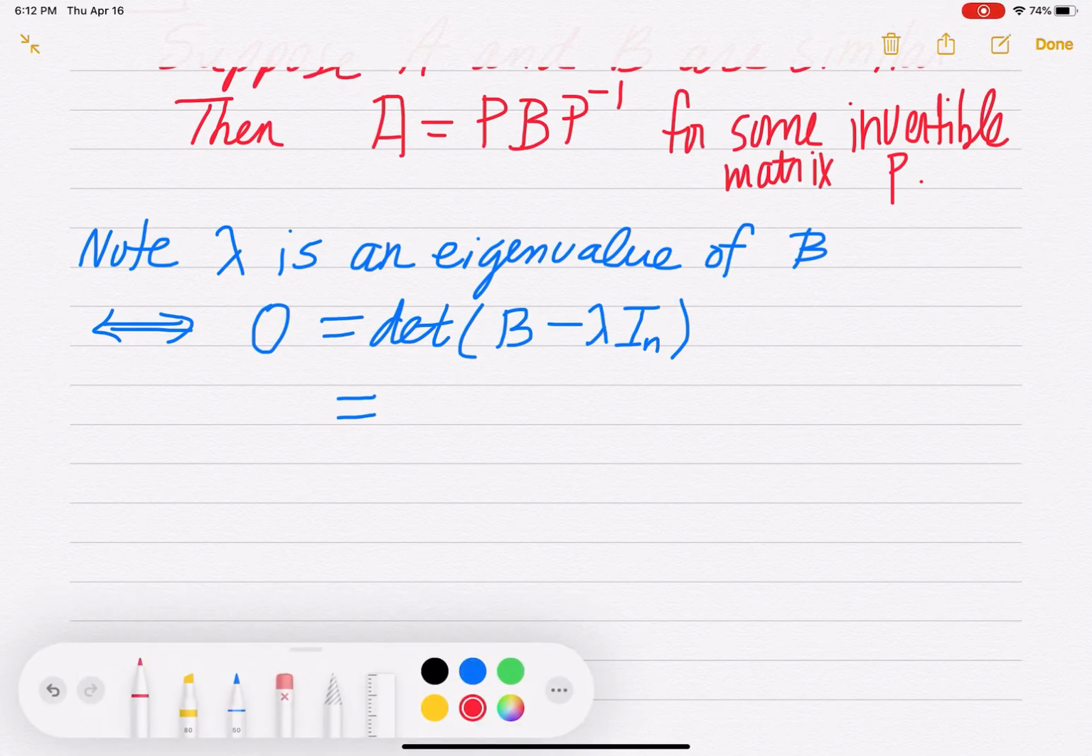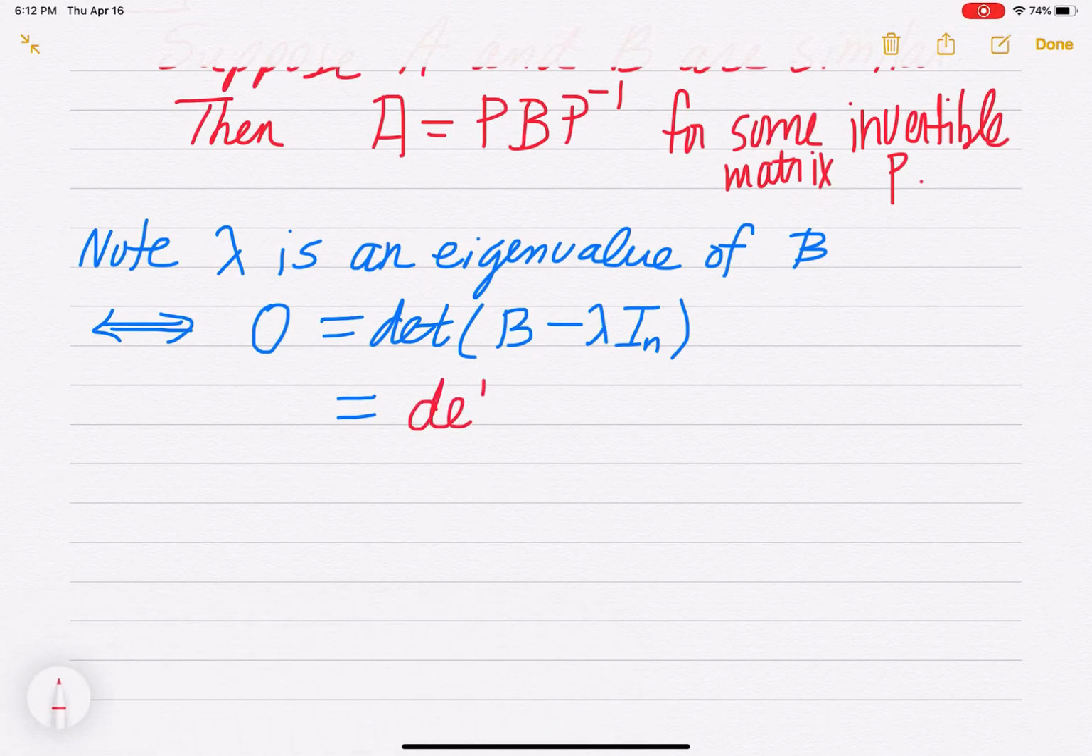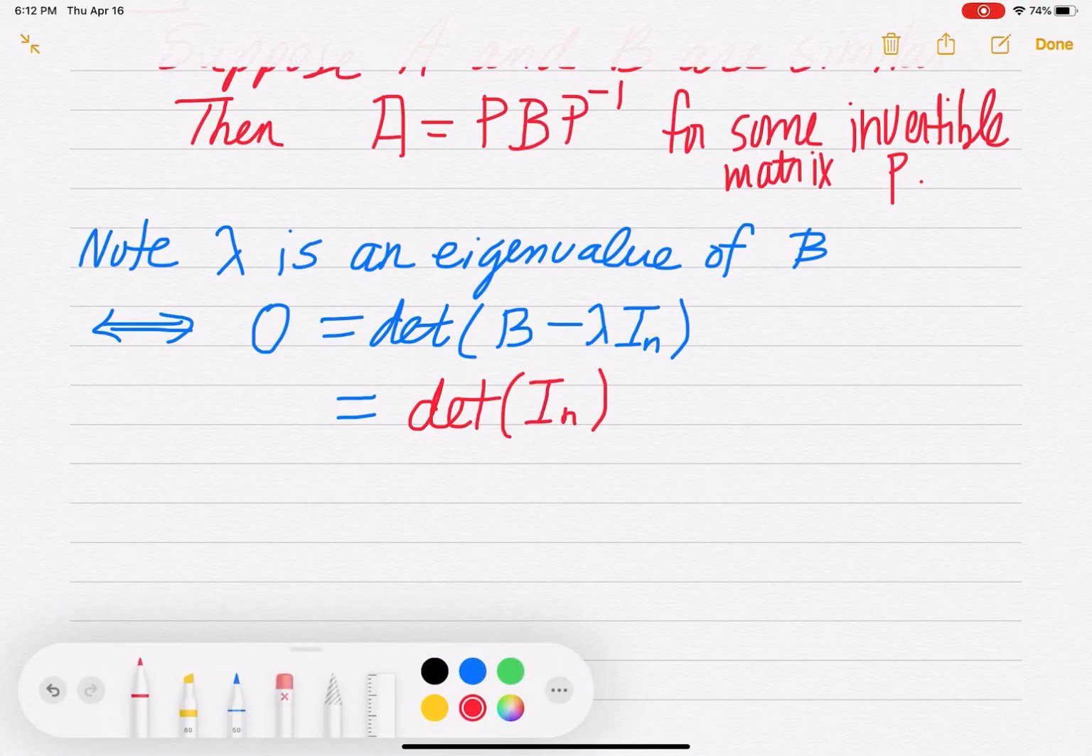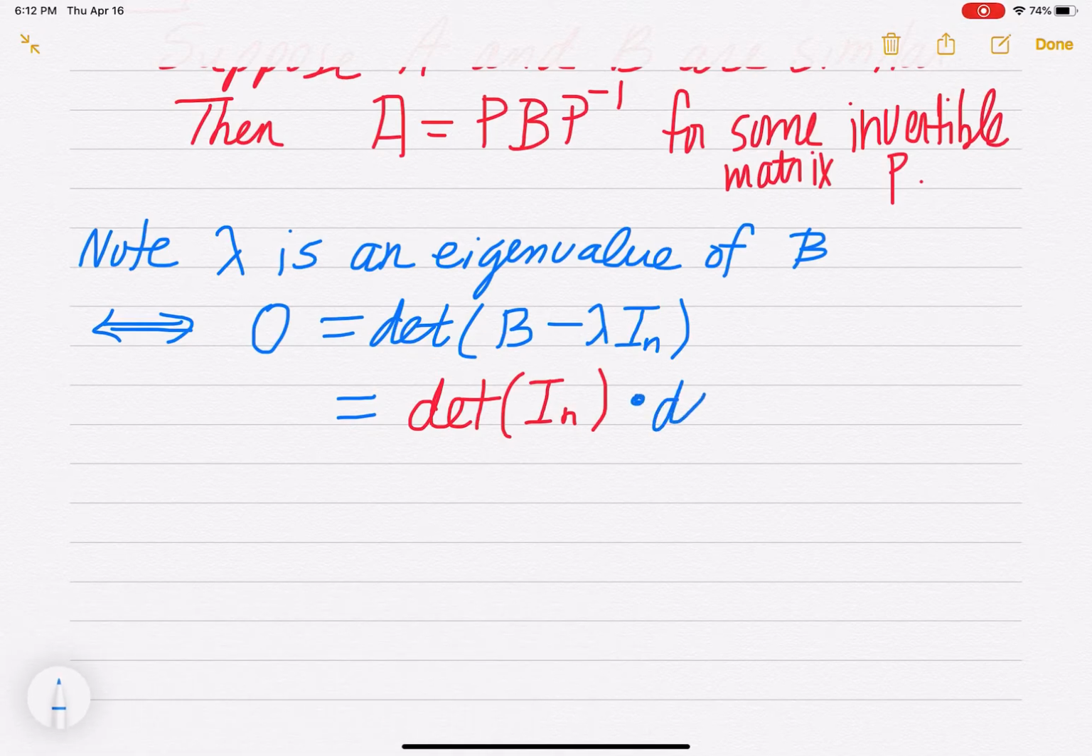I'm going to multiply this by a form of 1: the determinant of the identity. Remember the identity matrix has a determinant of 1, right? You think about the identity matrix, it just has 1s down the main diagonal and 0s everywhere else. So when you take the determinant of the identity, it's just the product of the main diagonal, which is just a bunch of 1s. The determinant of the identity is just 1. So I'm multiplying this blue determinant of B minus lambda I by a form of 1.